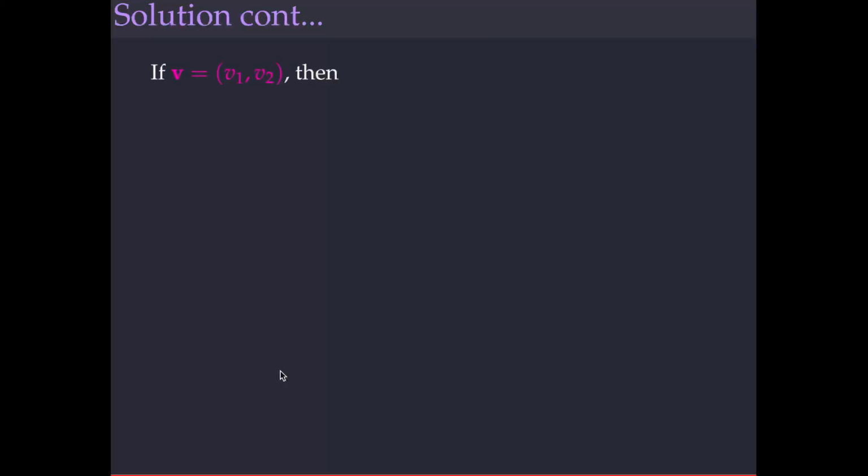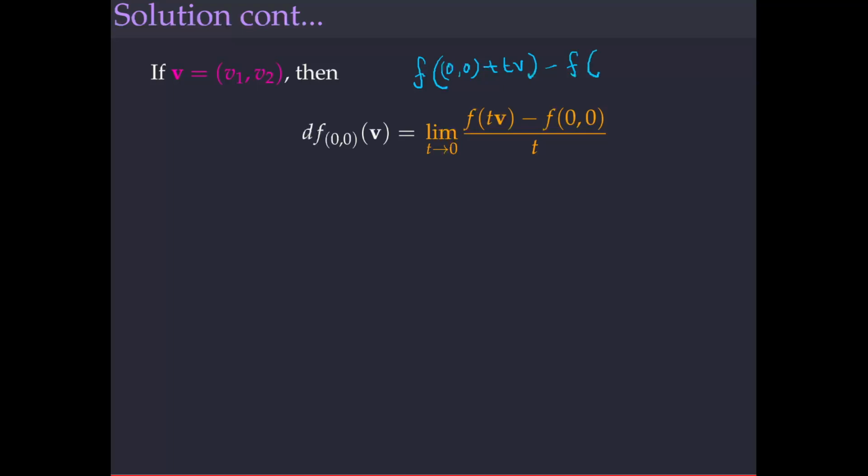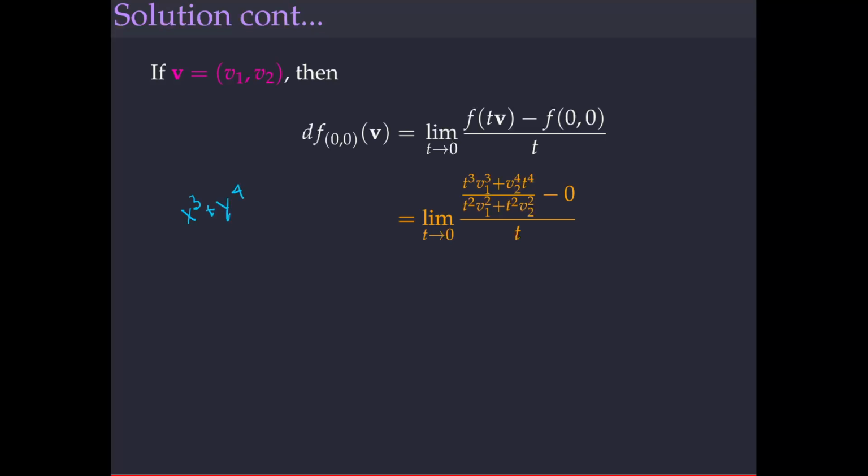So if I represent v as (v1, v2), then df(0, v) is what? The limit as t tends to 0 of f((0, 0) plus tv), which is the same as f(tv), minus f(0, 0), all by t. Okay. So what was the function? The function was (x cube plus y to the 4) by (x square plus y square) if (x, y) was non-zero, and 0 if (x, y) was 0.